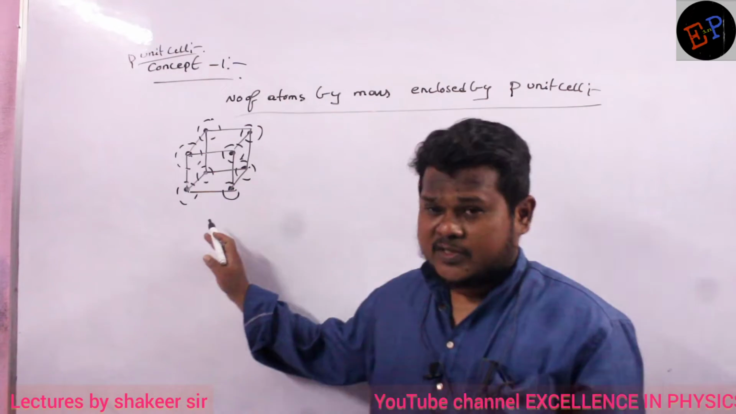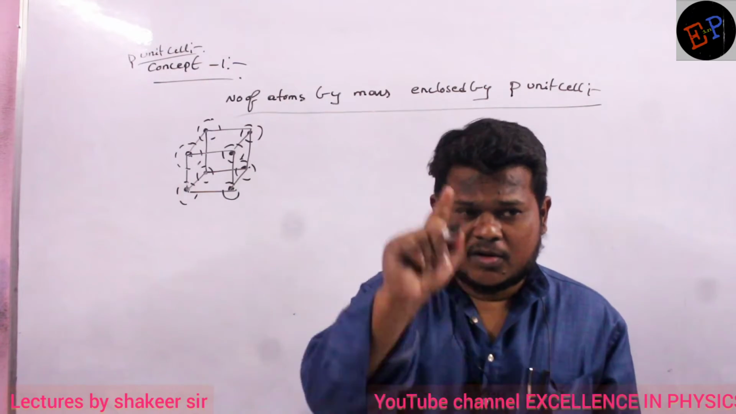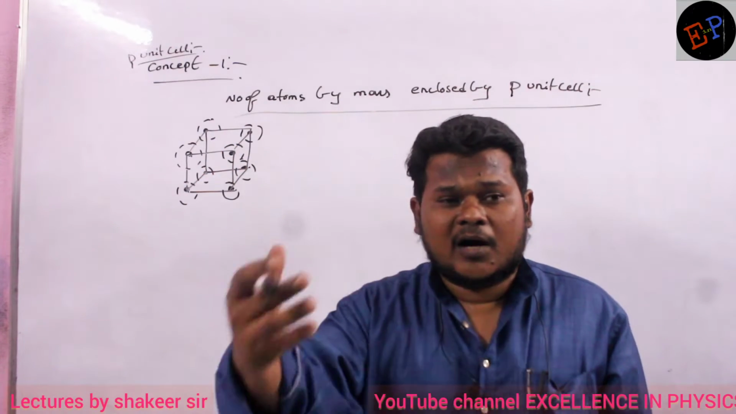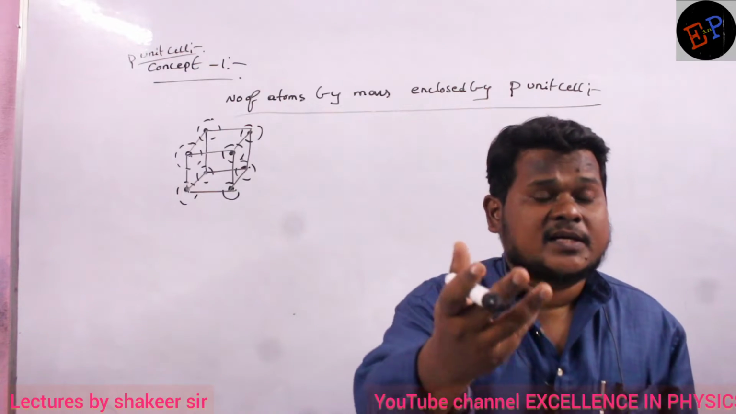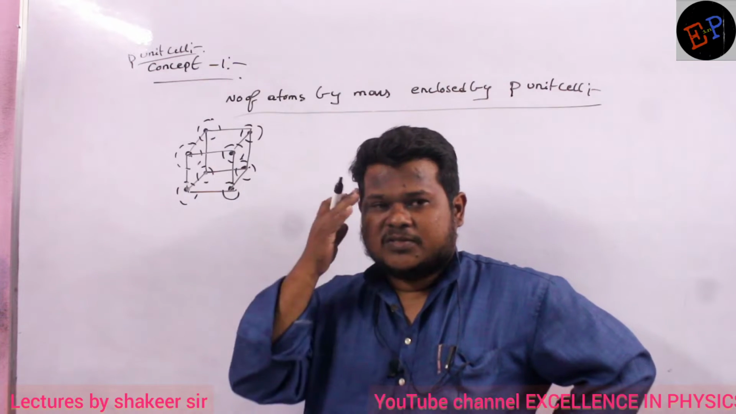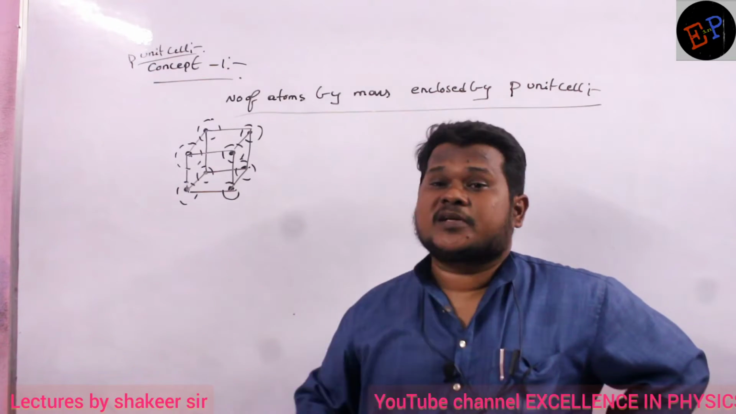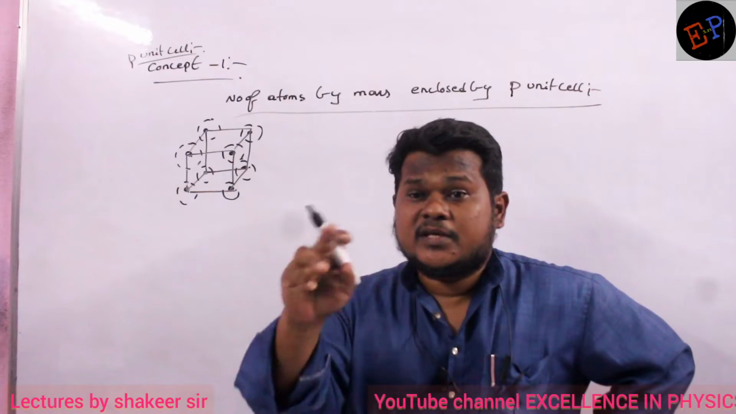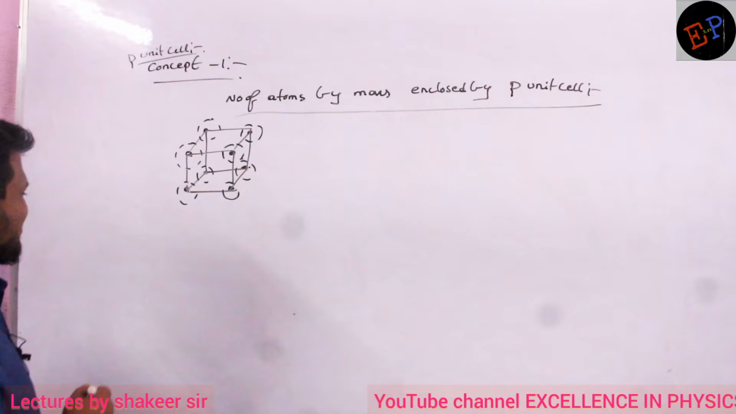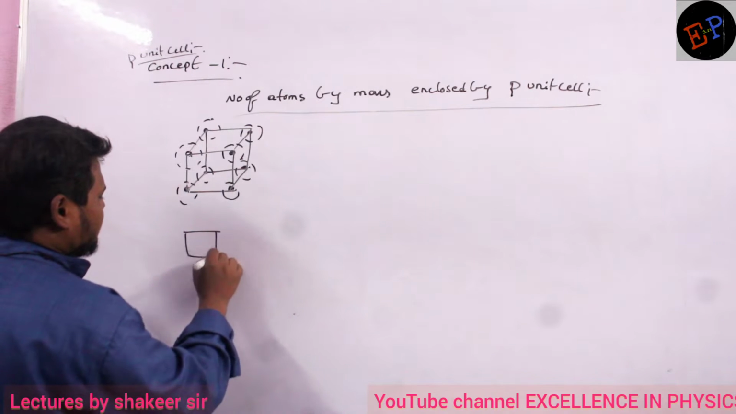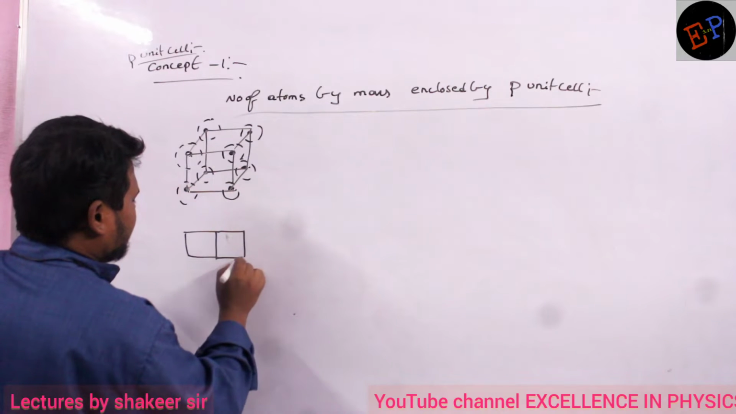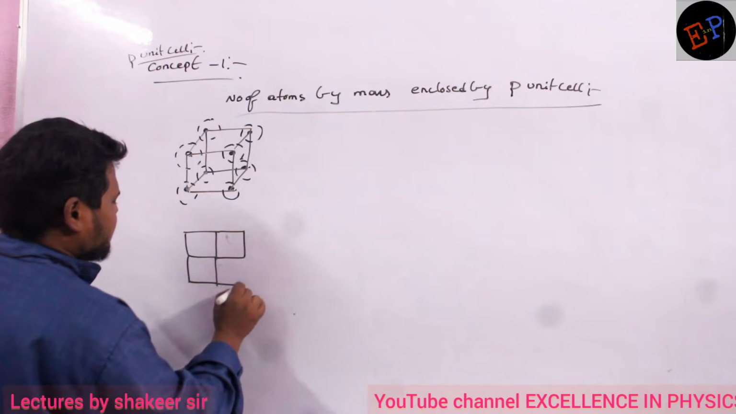So this is a primitive unit cell, no? There is one atom at the corner. So this corner atom can be in contact with how many primitive unit cells? 8 unit cells. It can be in contact with 8 unit cells. ఎలా చూద్దాం చూడండి. Again I will draw a diagram. So this is one unit cell, this is another unit cell. Clear? So this is another unit cell, this is another unit cell.